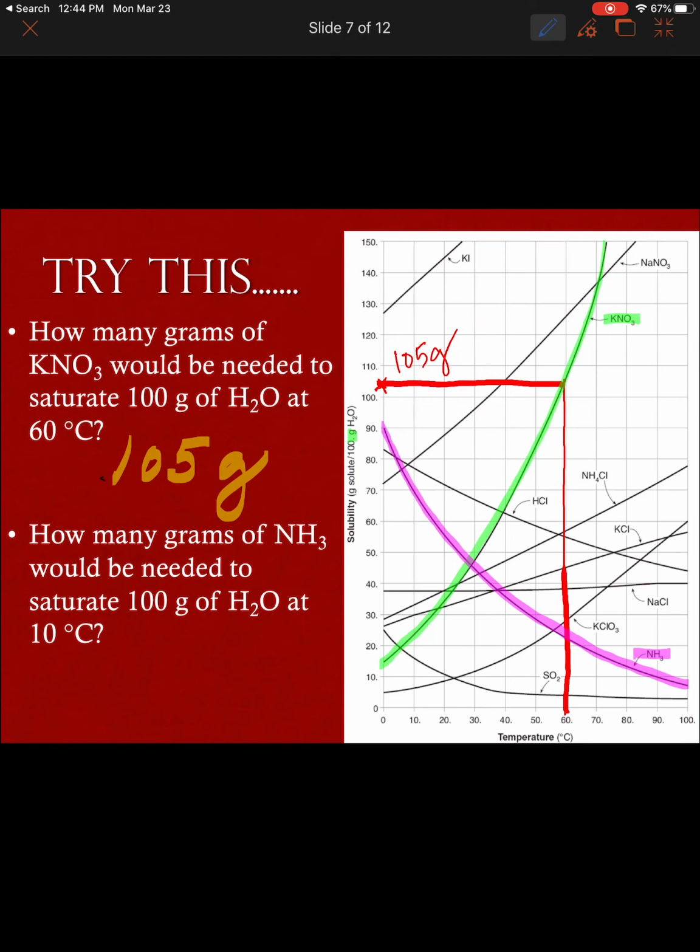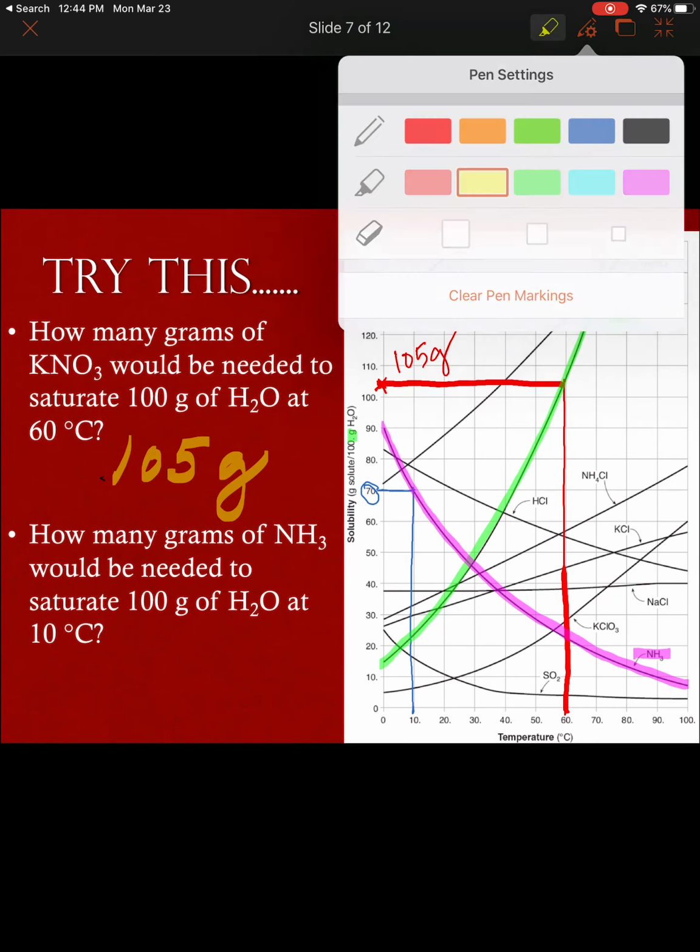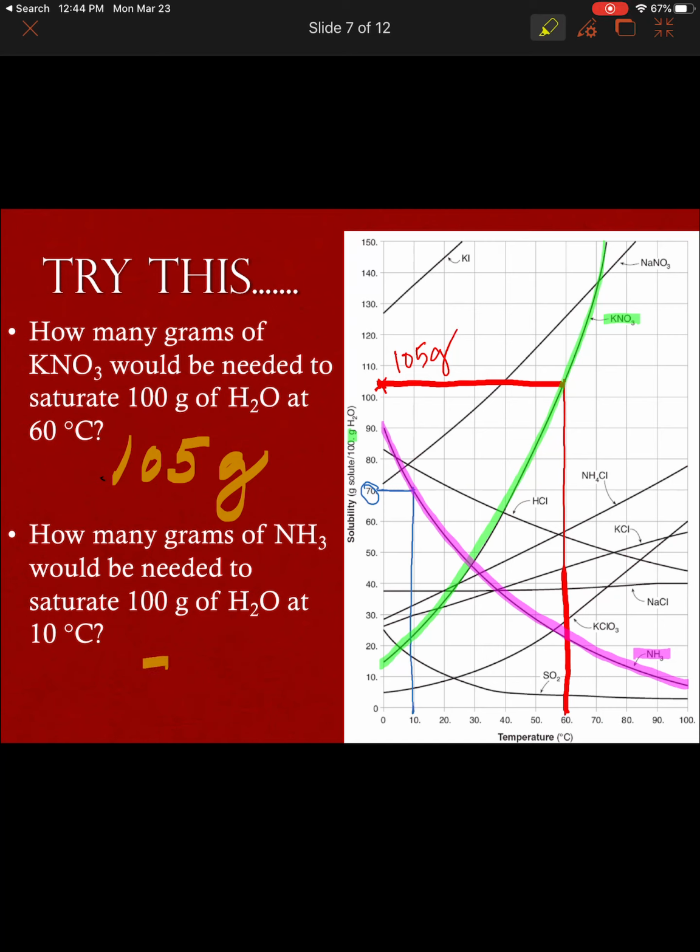So we are now going to go down to 10 degrees and draw a line straight up till we hit the curve for NH3, and then straight across, and this one happens to land, it looks like, right on 70. So I'd say that it takes 70 grams of NH3 to saturate a solution with 100 grams of water in it. All right, because remember, saturate means on the line.